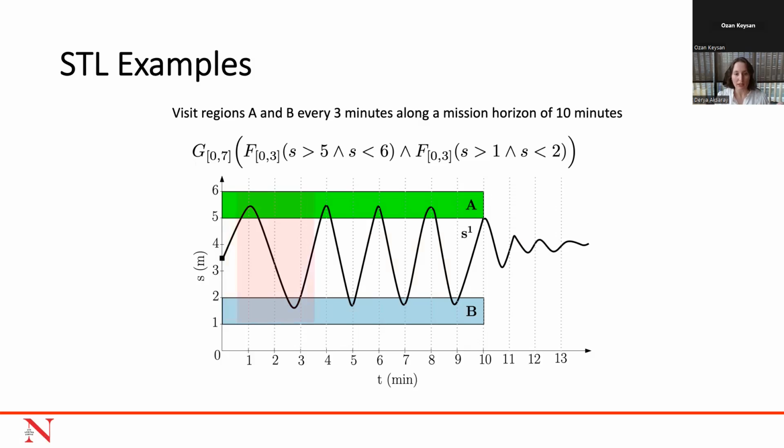But I'm also shifting the shaded area. So whenever I shift, I have to make sure that one portion of the signal would be in A and another portion would be in B. And if we do that, again, this signal satisfies this specification.